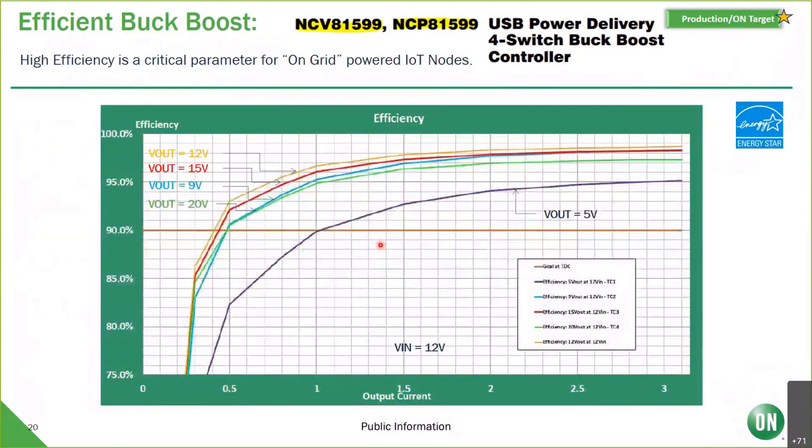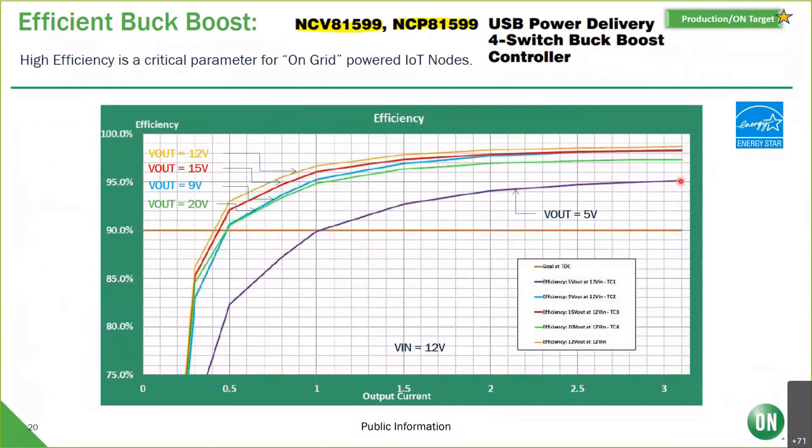And then finally, we've got a very efficient buck boost. We use this for our USB products that need to put out a 5-volt to 20-volt rail. And you can see from 9 volts to 20 volts, from a ½ amp, we're above 90% efficiency. You go to 1 amp, we're above 95% efficiency. And when you go out to 3 amps, we're about around 97 to 99% efficiency.